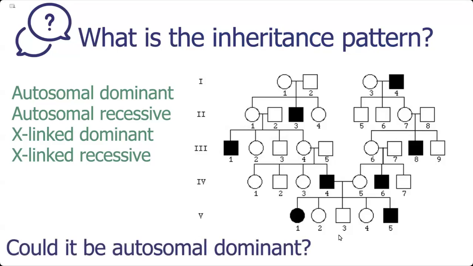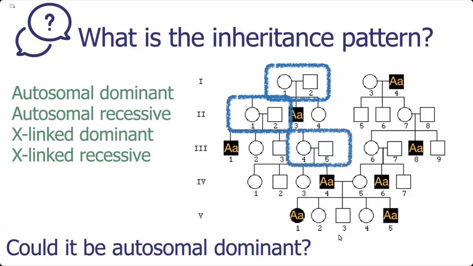So first, could this be autosomal dominant? We would label the genotypes. This is everyone who shows the trait. And what we see right away is that lots of generations are skipped. So look at all these parents where none of them show the trait, but they all have children who show the trait. So what this means is that it's unlikely to be dominant.